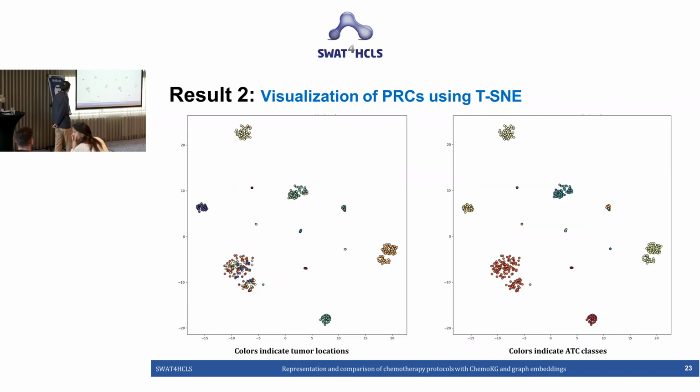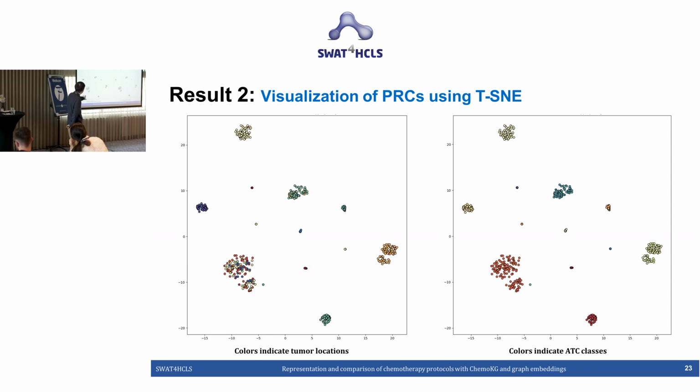And lastly, this is the visualization of the PRCs using Disney. On the left side, the colors are the tumor locations, which I said were 32 tumor locations. And on the right side, the colors indicate ATC classes. As you can see, compared to the ATC classes, our model performed very well. All the colors are grouped together quite nicely.